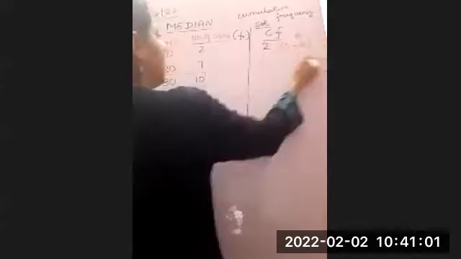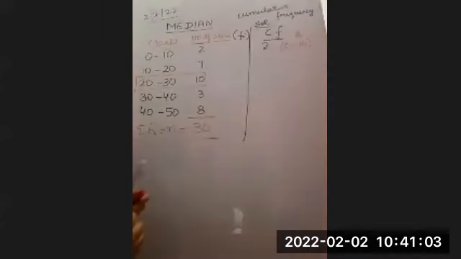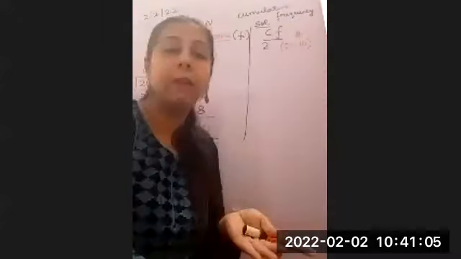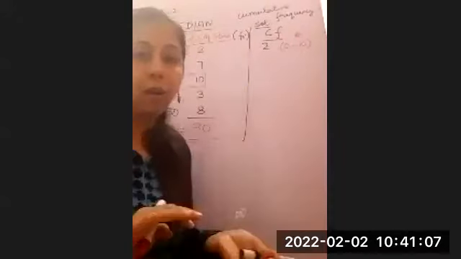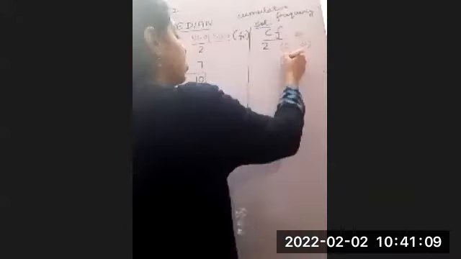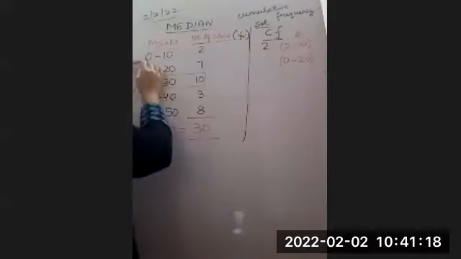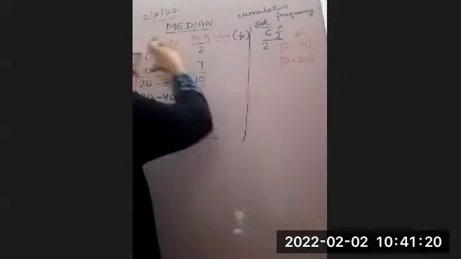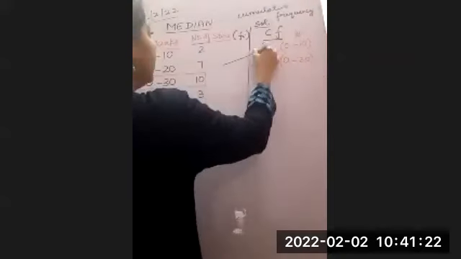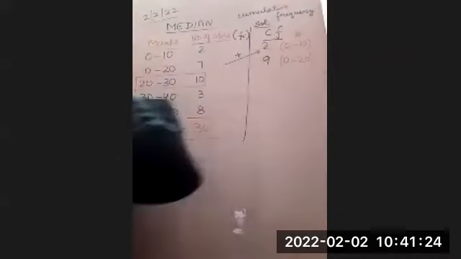0 to 10 marks तो 2 ही बच्चों के हैं. But now I want to keep gathering my data. I want to keep adding on to it. So I want to know how many students are scoring 0 to 20. Logically, can you tell me, children, how many students are scoring 0 to 20? 9. So 0 to 10 and 10 to 20, the combined group will give me 9. I am adding this.